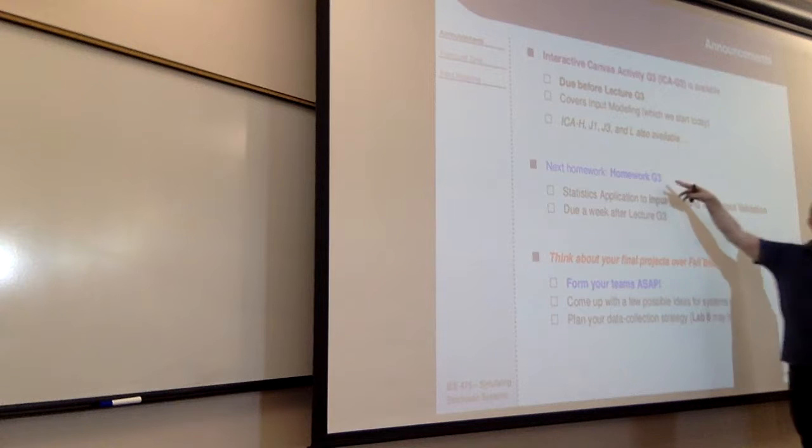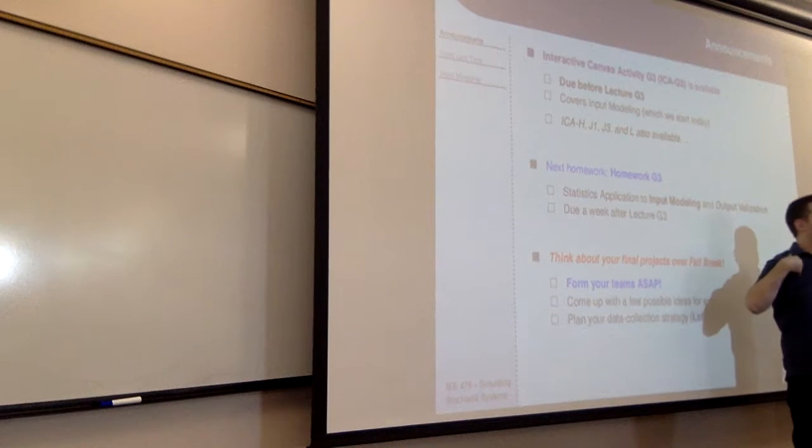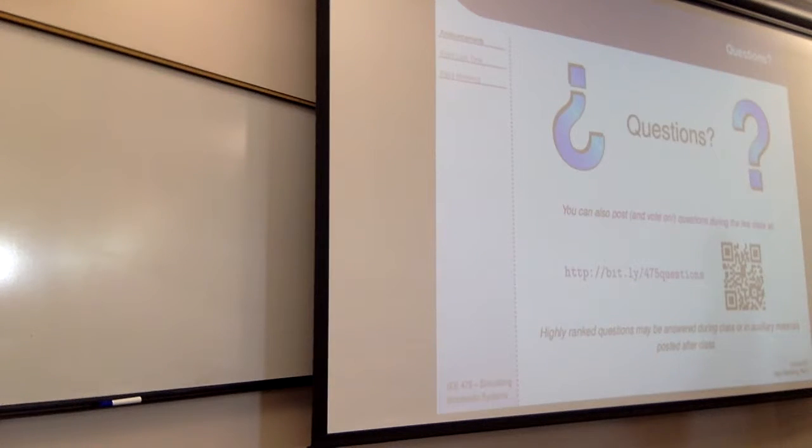The next homework: there's only this homework and one more. This is homework G3. It's already available. I'll get the next one out soon once I make some edits to it. It is due a week after G3, but this is G1. Given that there's going to be the midterm retake, then G2, then G3, there's a decent amount of time until this is due. And then over fall break, think about your teams, think about your final projects, and what systems you would like to model. Any other questions? Or move on to new stuff?